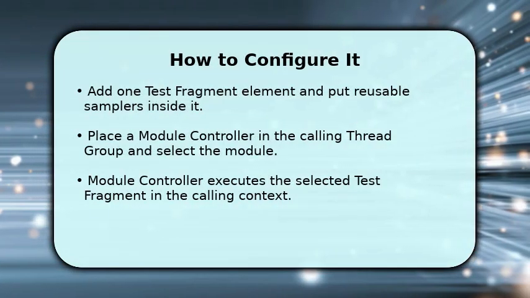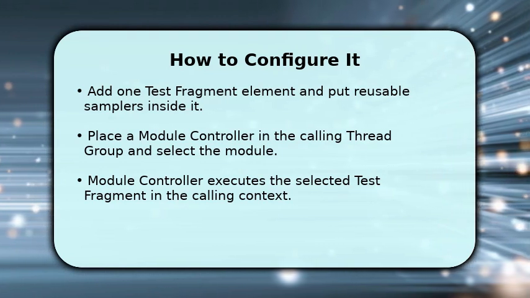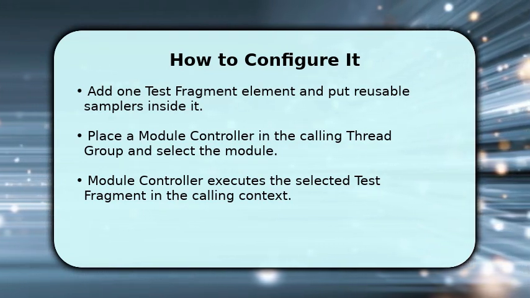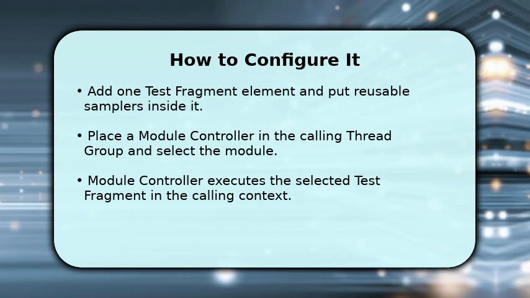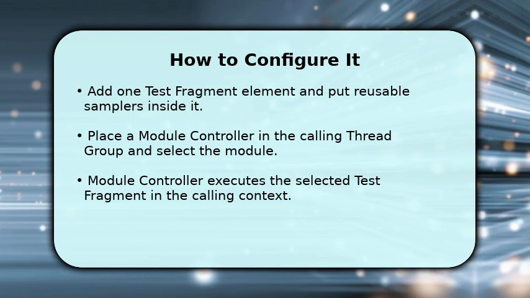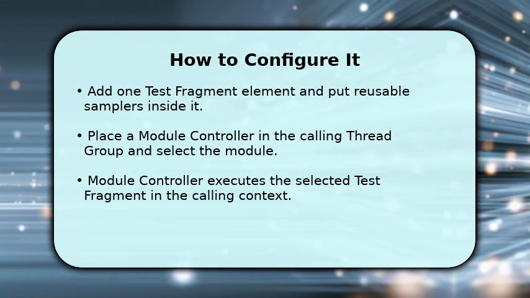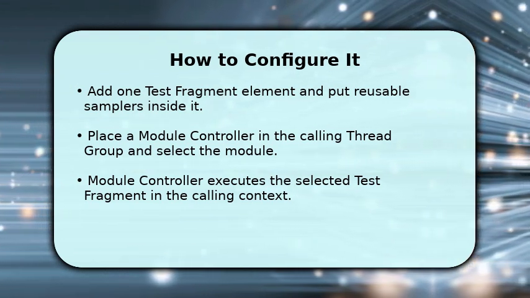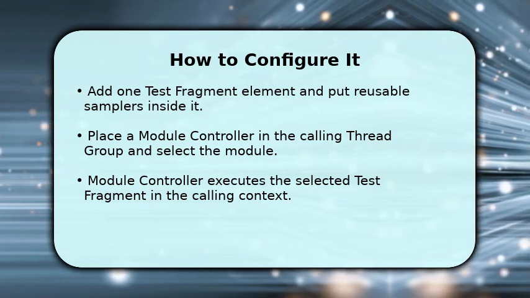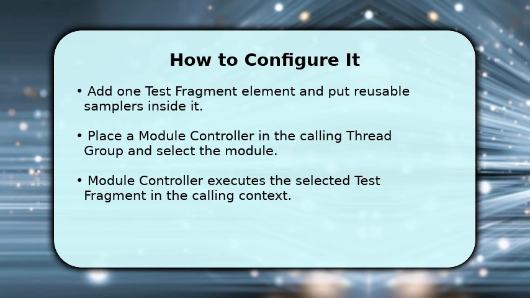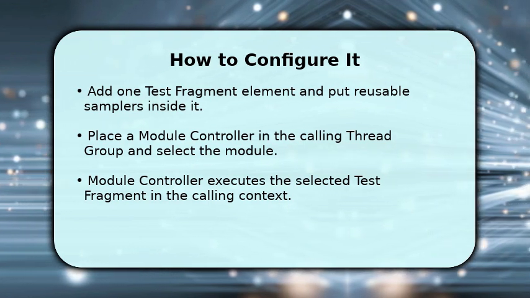Start by adding one test fragment to your test plan for reusable logic. Inside that test fragment, add HTTP request samplers or other controllers as needed. Then open the thread group where you want reuse and add a module controller. Click the module controller drop-down and select the test fragment by name. Run the test and the module controller will execute that test fragment in the calling thread group.